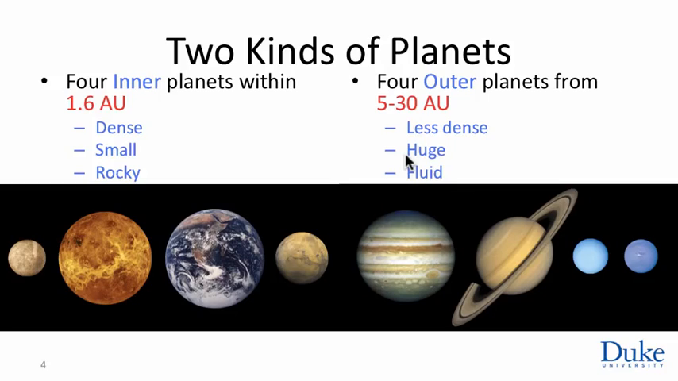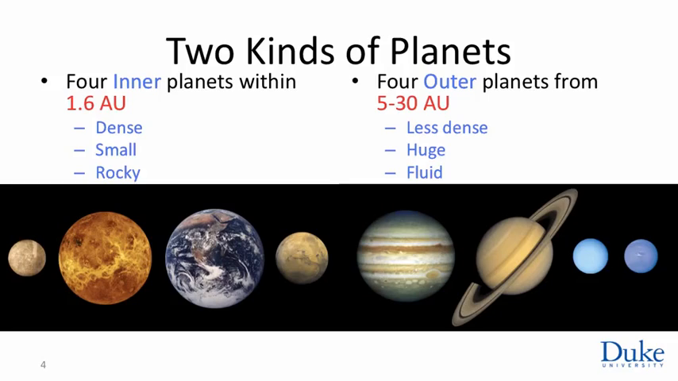As we will see, the inner planets are rocky. Their composition is silicates and iron and nickel. The outer planets are mostly hydrogen, helium, and ices. And lighter elements, larger planets. Why this dichotomy? Certainly an interesting question.